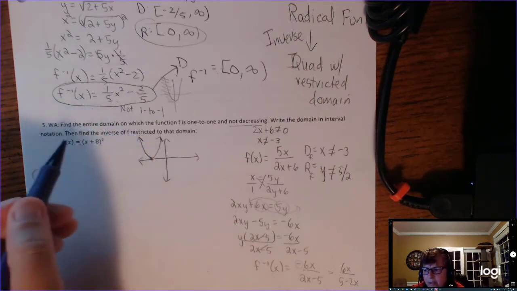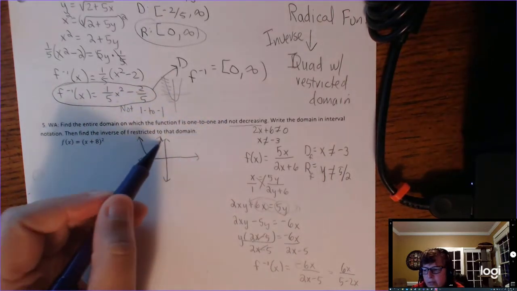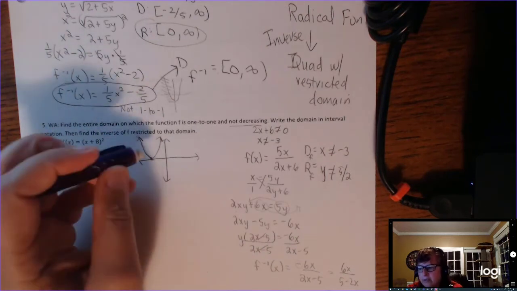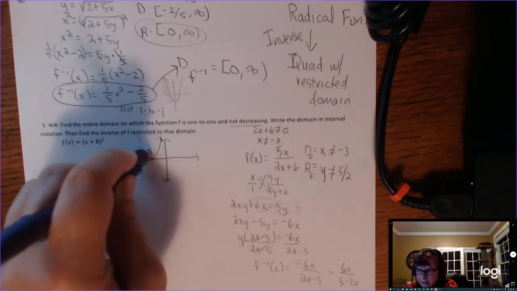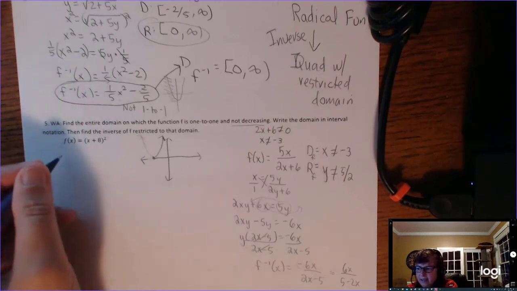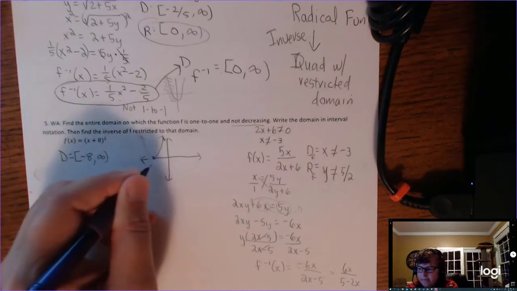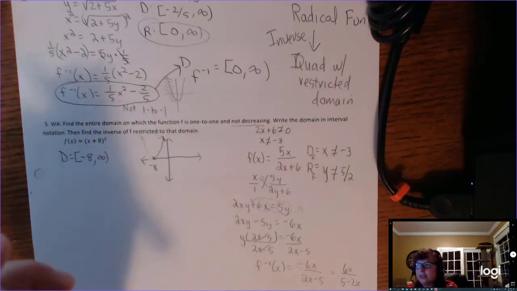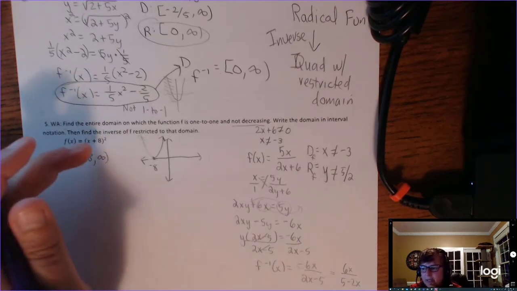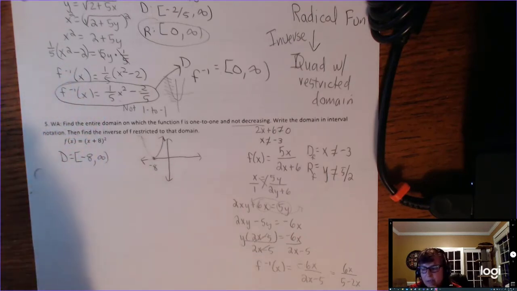Well, which part? Find the entire domain on which the function is 1 to 1 and not decreasing. So which part of these branches is not decreasing? This part's going down as you go left to right. So this part's decreasing. So this is the part that is not decreasing. And that domain is bracket negative 8 to infinity. Okay, so this question, I love it because it asks you to have a lot of knowledge about different things. Translations, what does a quadratic look like? How do you restrict the domain?